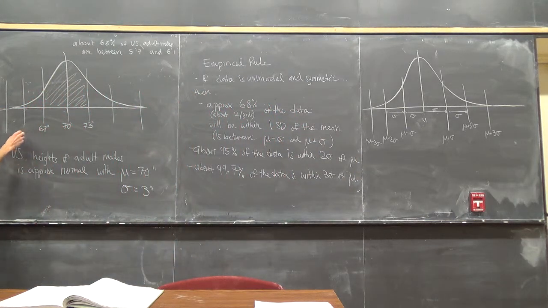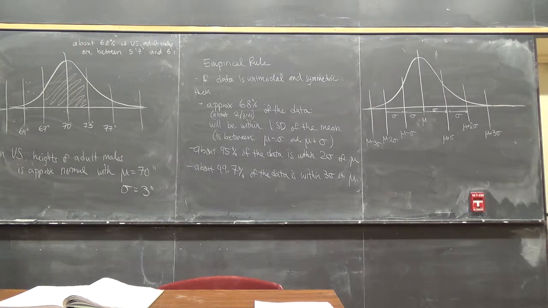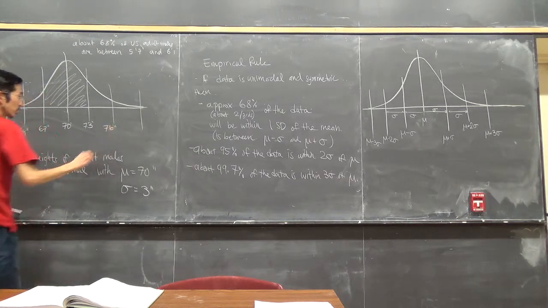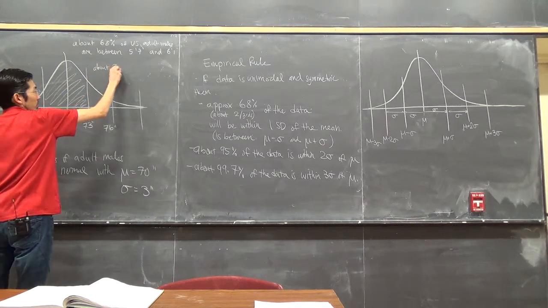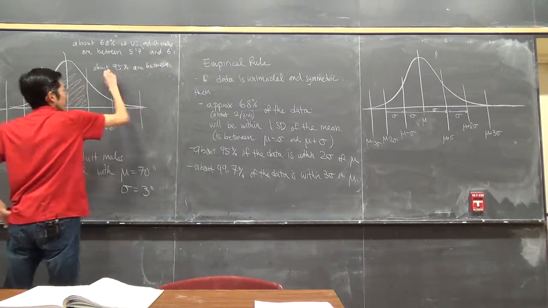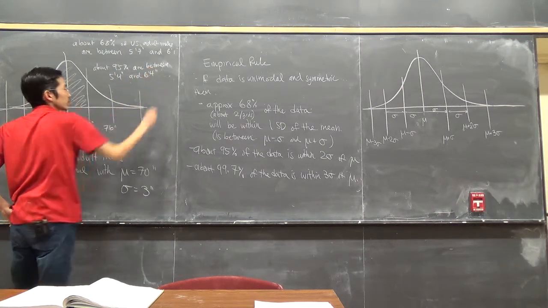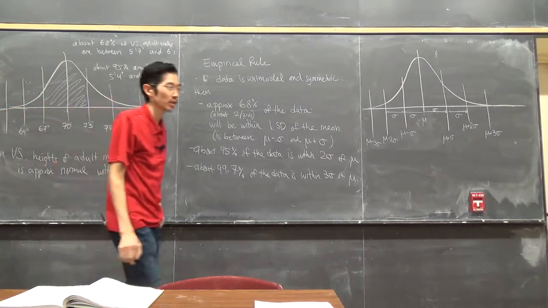If we go down 2 standard deviations, we're down to 64 inches and 77 inches. Okay. Did I? Oh, 76 inches. Can't add. All right. And so we would say about 95% are between 5'4" and 6'4". All right. So that means about 1 in 20 are outside of that range.